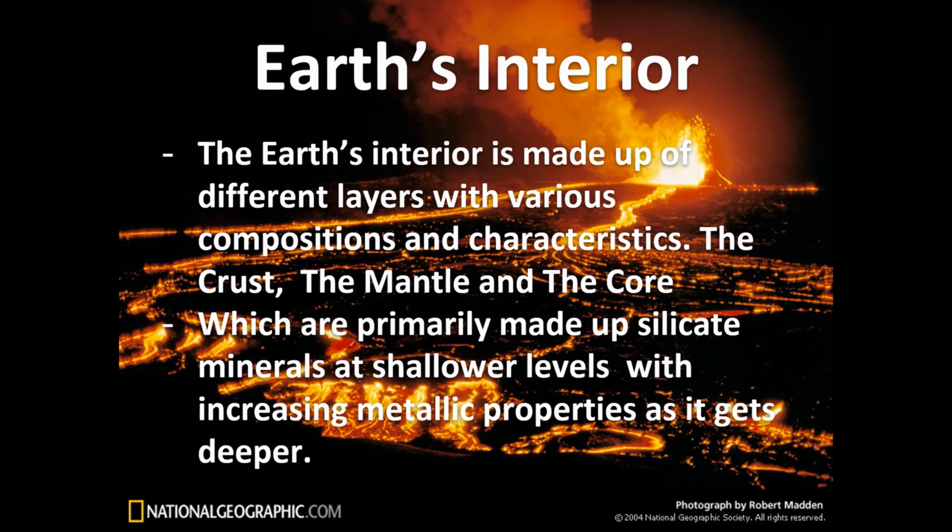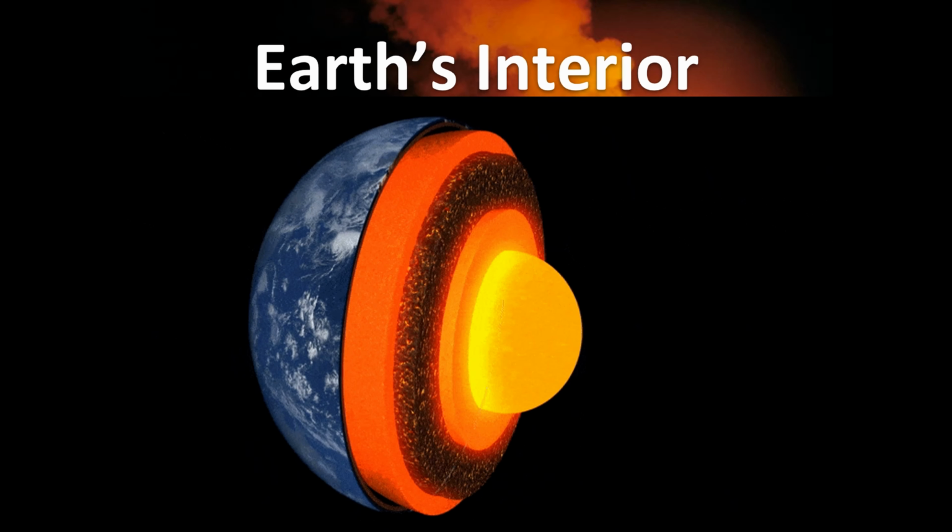Now, you've heard about these before. We have the crust of the Earth, the mantle of the Earth, and the core of the Earth. Now, these layers are primarily made up of silicate materials at shallow levels. So when you're closer to the surface where we live, you're going to have a lot of silicates in those particular layers. As you work your way deeper and deeper down, your layers tend to become much more metallic and less silicate, until we get to the center of the Earth, which is purely metal, almost all iron and nickel.